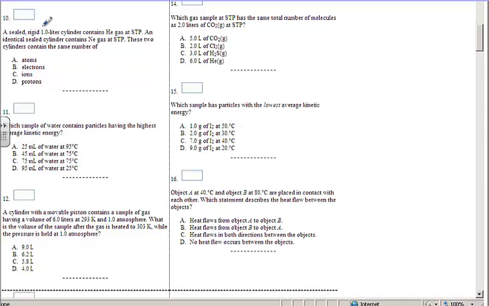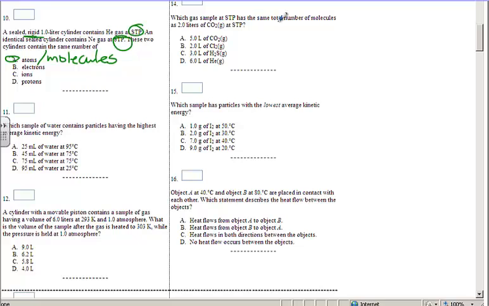All right, so a sealed rigid 1 liter cylinder, this means that it's fixed. Rigid meaning a fixed volume. It contains helium gas at STP, and an identical sealed container contains neon gas at STP. These two cylinders contain the same number of what? Atoms, or molecules, or particles, however you want to say it. But anytime that both are at STP, you're going to have the same number of molecules.